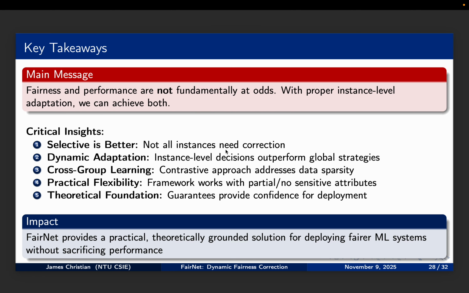So here are the key takeaways. The main message is fairness and performance are not fundamentally at odds. With proper instance level adaptation, we can achieve both. The critical insights are: first, selective is better. Not all instances need correction. Second, dynamic adaptation. Instance level decisions outperform global strategies. Third, cross group learning. The contrastive approach addresses data disparity. Fourth, practical flexibility. The framework works with partial or no sensitive attributes. Fifth, theoretical foundation. The guarantee provides confidence for deployment. For deployment, the impact is FairNet provides a practical, theoretically grounded solution for deploying fairer ML systems without sacrificing performance.